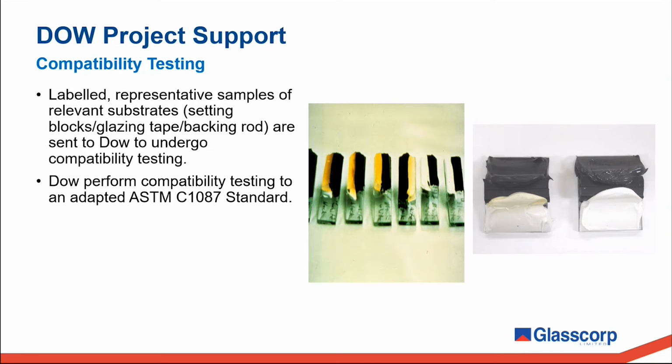DAO then perform compatibility testing to an adapted ASTM C1087 standard. The photos here just provide an example of what incompatibility can look like. It often presents itself in the form of light or severe discoloration of the sealant after exposure with a particular substrate.